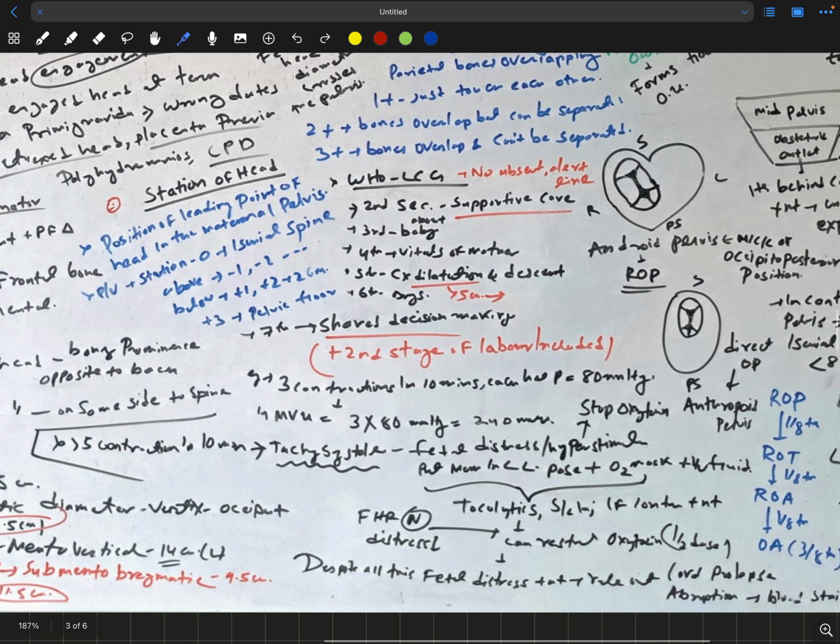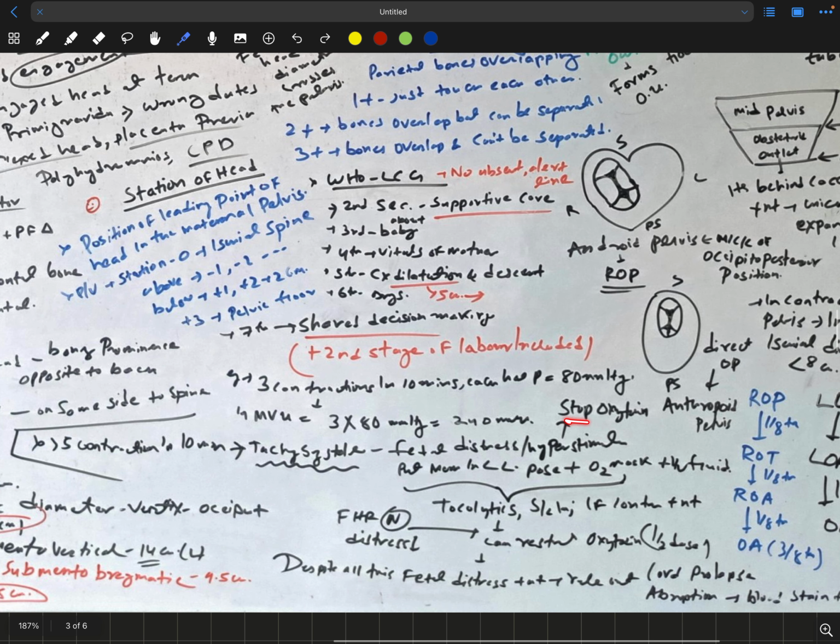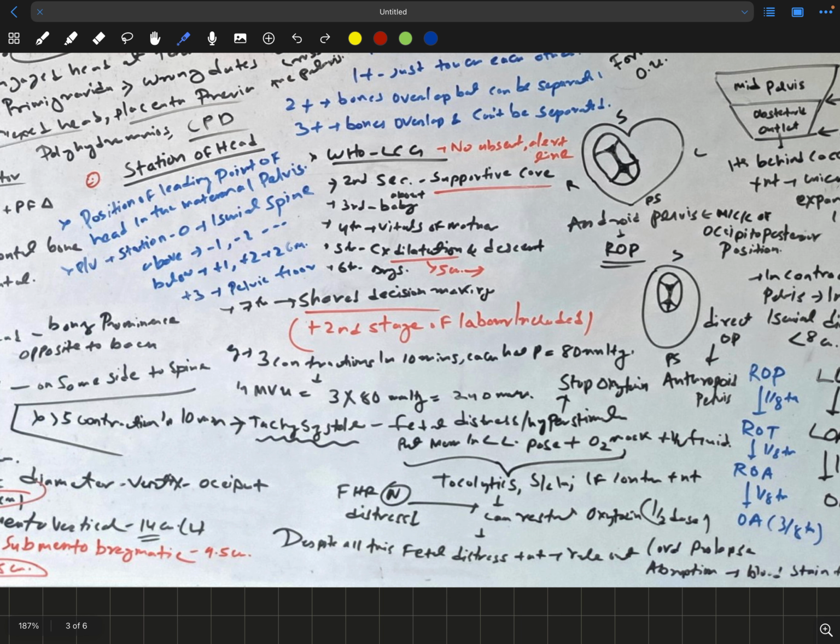Okay, I told you, 5 contractions in 10 minutes, that is tachysystole, which can cause fetal distress, hypostimulation. Now, if you are giving oxytocin, we have to stop it because it is causing more and more contractions, and it can lead to fetal distress.